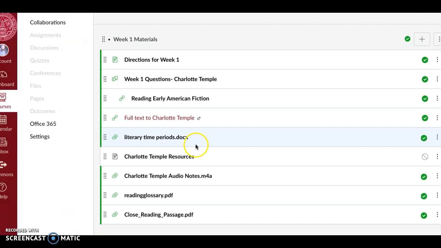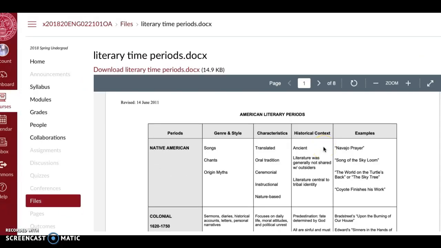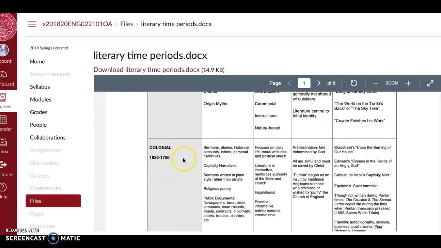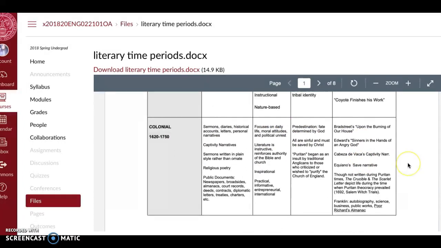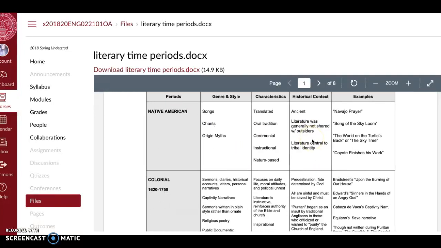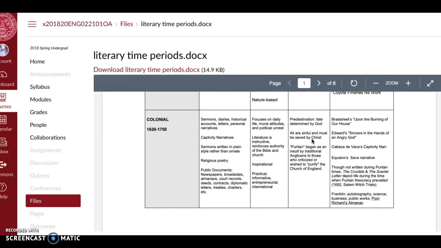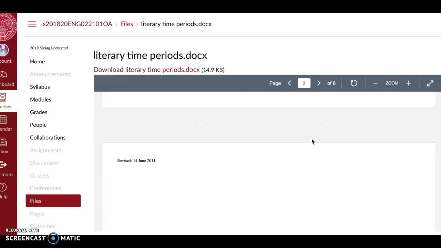The other resource that I put up here was your literary time periods document that I went over in class. I went through this kind of quick since we were running out of time, but make sure you look at it and try to match up. We'll have some questions on this, on some of the materials that we're going to be looking at in terms of where we're looking in the time periods, what genre and style we're looking at, some of the characteristics, and just what's going on in history at this time. What's going on in the United States, what's going on worldwide in particular as well to help influence this.